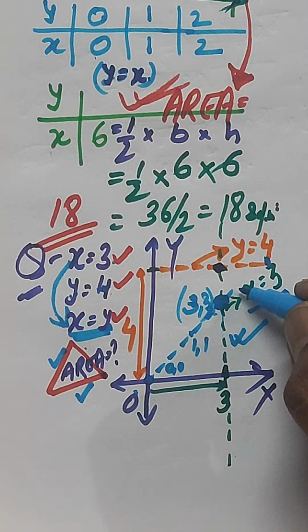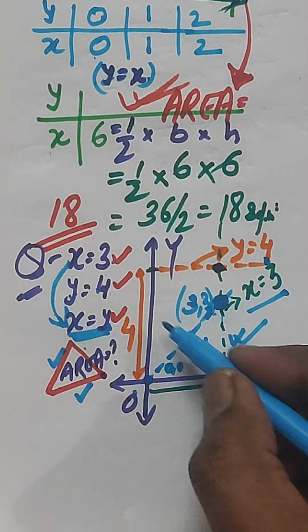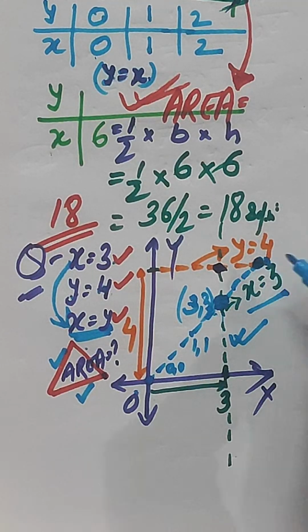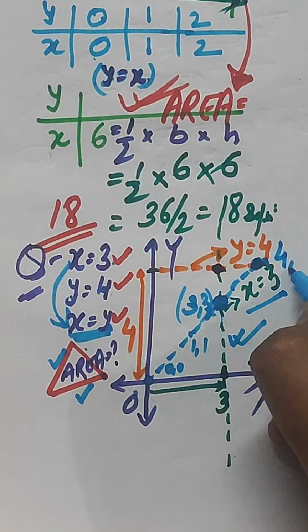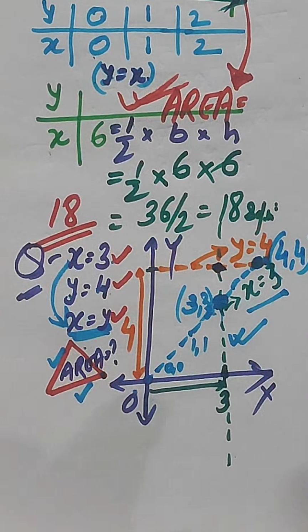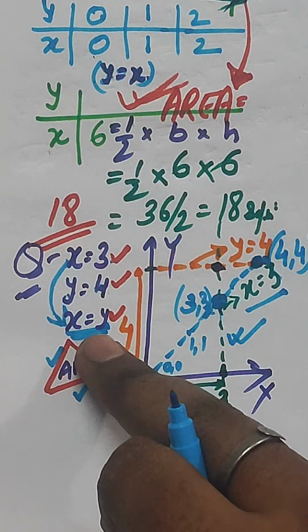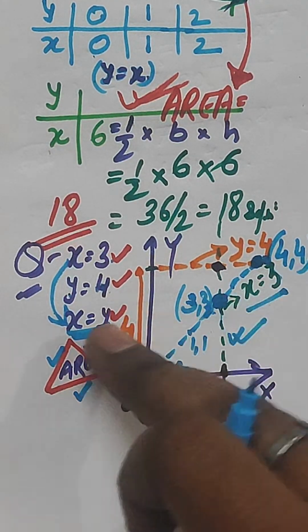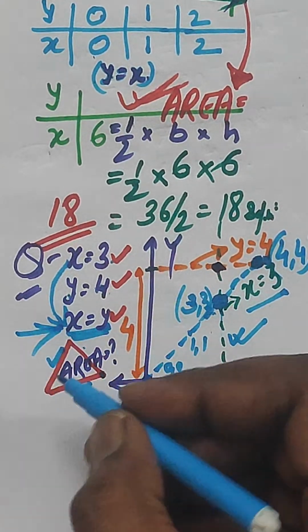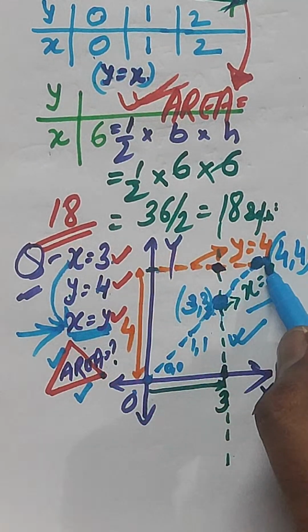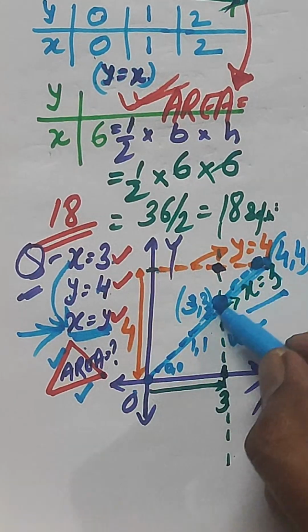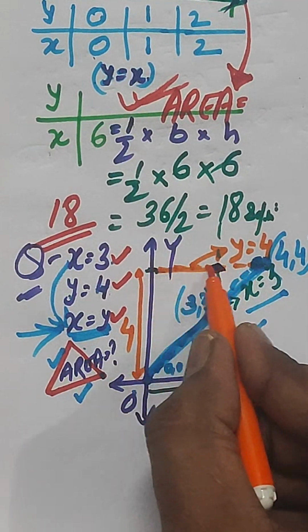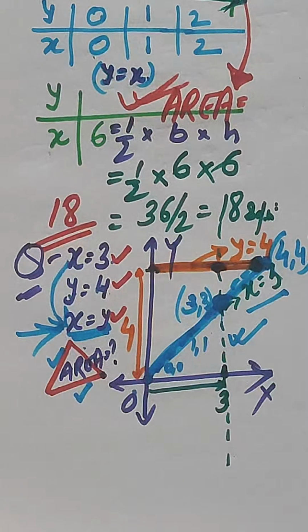So this will be, you can see, intersecting over here somewhere, right? So on this point we have 4 and 4 as the coordinates, because x equal to y. So this blue line represents x equal to y, and y equal to 4 is this one. So this is one of the sides of the triangle, right? Y equal to 4 is one of the sides of the triangle.